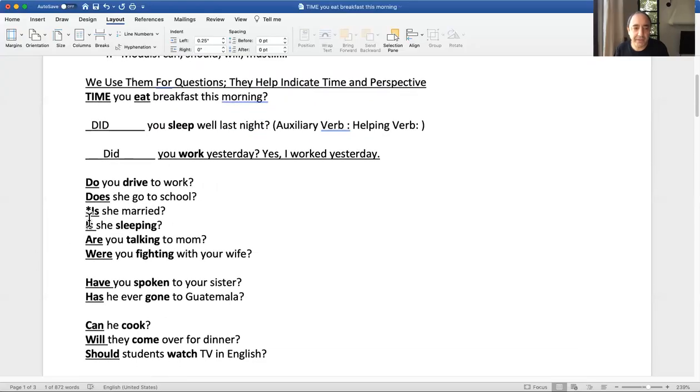Now, I have a little asterisk here because the verb be is a little different. Here, is she sleeping? The main verb is sleeping, and is the auxiliary. And here, is actually the main verb. Okay, so it's tough. How can it be two things? Well, sometimes it is. But the good thing is with the verb be, it doesn't matter. For this grammar, we'll see later. It doesn't matter if it's the main verb or not. If you see be at the beginning, you'll use be at the end.